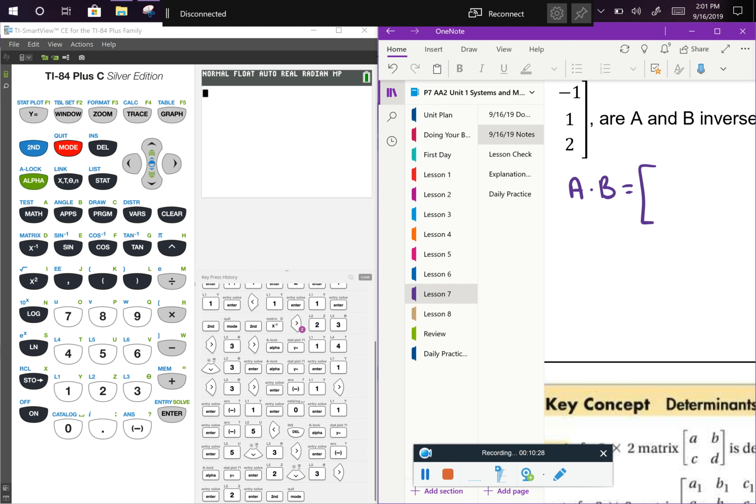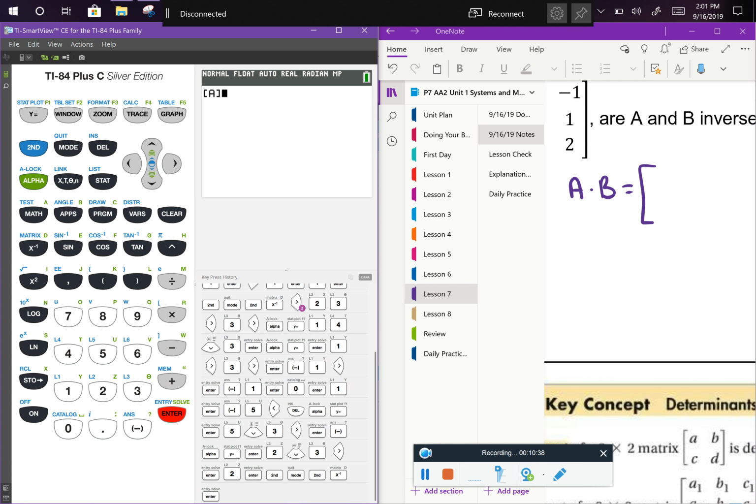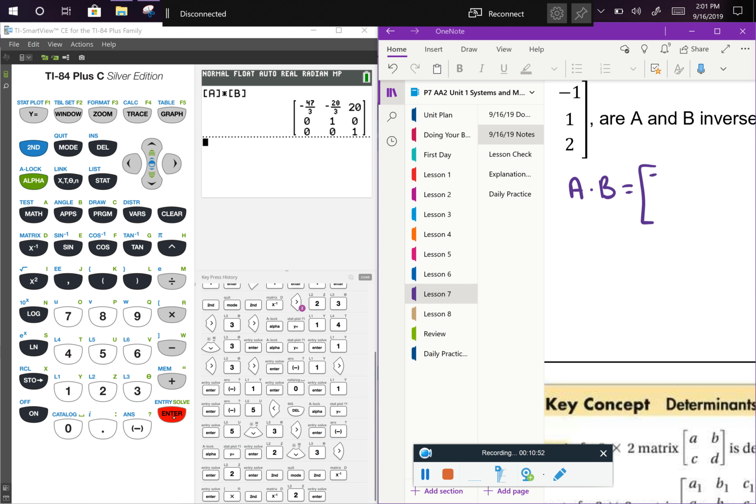So to do that, you call them out by name. So you want to be on the main screen of your calculator. You're going to do the second matrix to get into the menu, and you're going to choose A because you want to take matrix A times, back into the matrix menu, and you want matrix B, and you hit enter, and the calculator does all the fancy work for you. And you see that you get something like this.